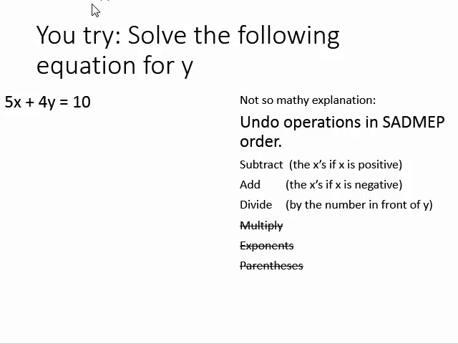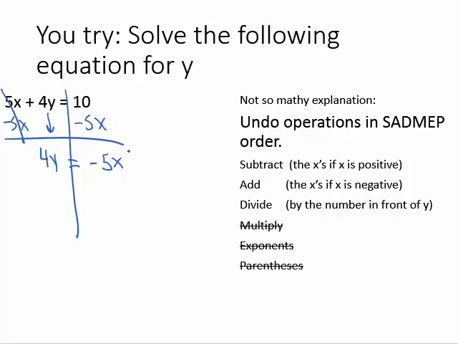So this one's just slightly different from the previous one. Notice it's a positive 5x, so we're going to subtract 5x's from both sides, leaving us with positive 4y is equal to negative 5x and then plus 10. Divide both sides by 4. This leaves us with y is equal to negative 5/4 x plus 10 over 4, which reduces to 5 halves.